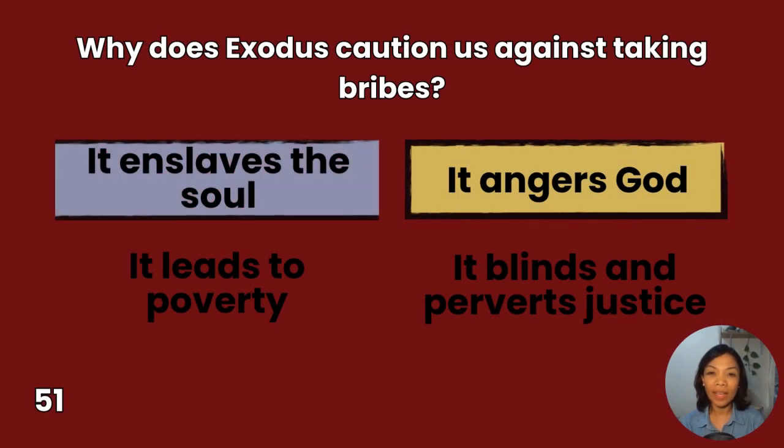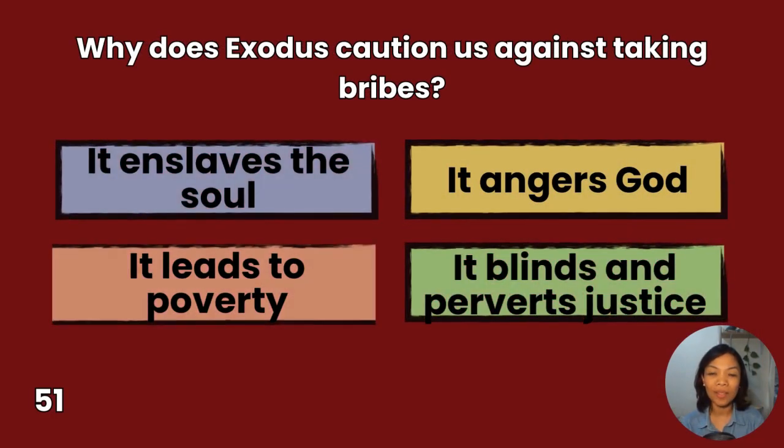51. Why does Exodus caution us against taking bribes? It enslaves the soul. It leads to poverty. It angers God. It blinds and perverts justice. You have 10 seconds to answer.